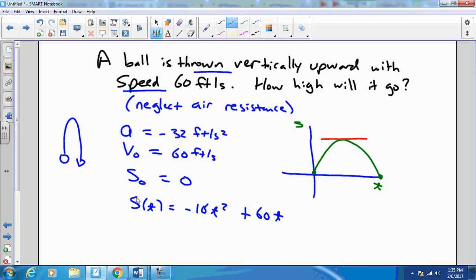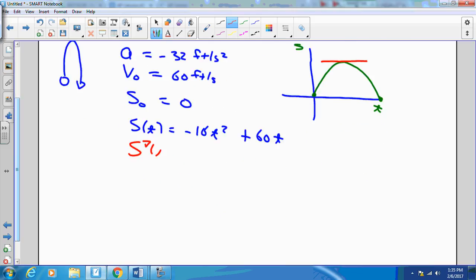I can also understand it physically because in order to be at its maximum height, the ball has to stop going up, positive velocity, and start going down, negative velocity, which means the velocity must go through 0. So the maximum will occur at the critical point where S prime of t is equal to 0. And t is therefore 60 over 32, which reduces to 15 over 8.